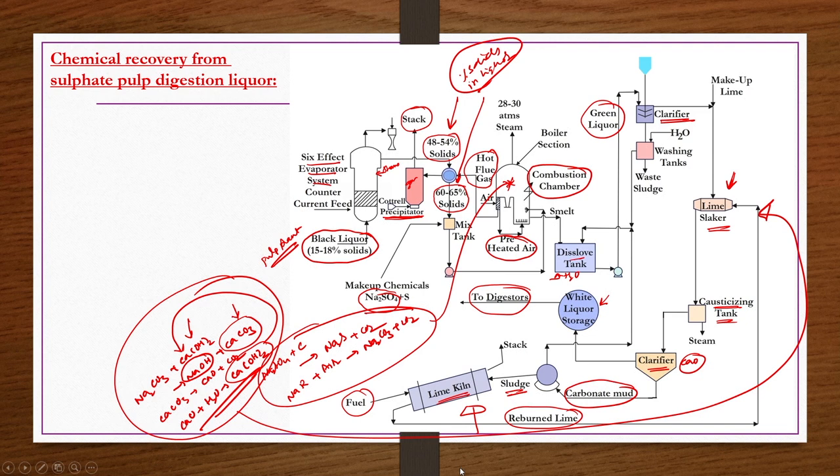The solids that you get from the clarifier, you wash in washing tanks. After washing, you filter out the sludge and take it as waste sludge.